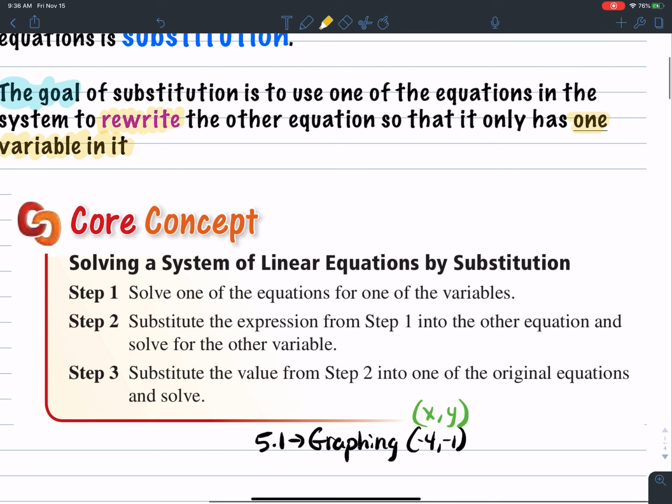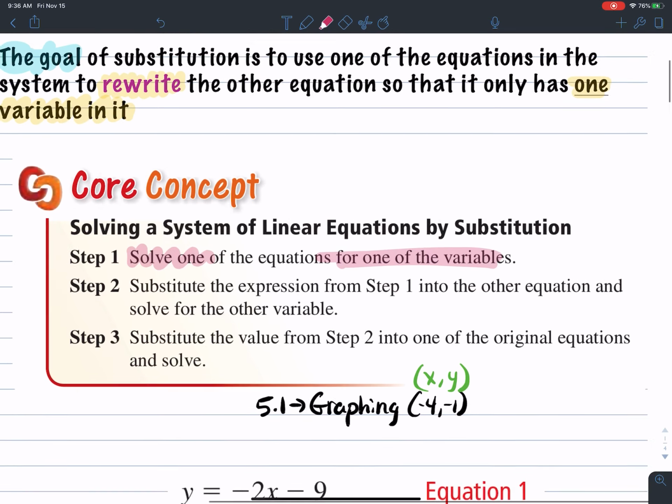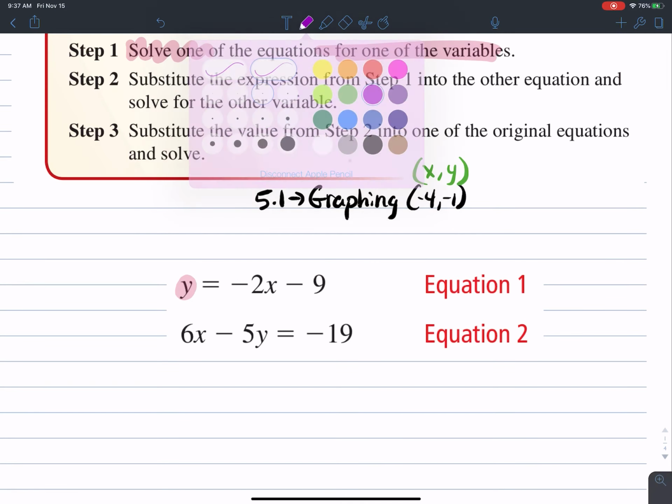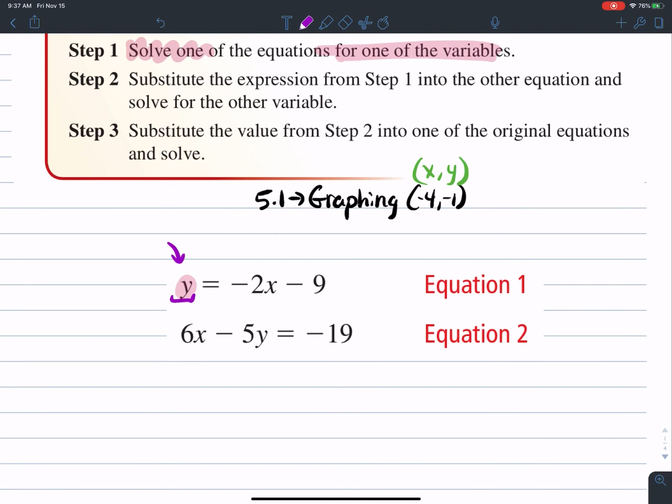So this is a general outline of the steps. What we want to do is we want one equation to have one of the variables all by itself. Then what we're going to do is we're going to use that equation that has a variable by itself, substitute it into the other one, and then we'll have a new equation to solve. So what we notice here is equation number 1 has y all by itself. So what that means is wherever I see that symbol y, I could either call it y or I could replace it with this whole other expression here. So I'm just going to highlight that in an orange color.